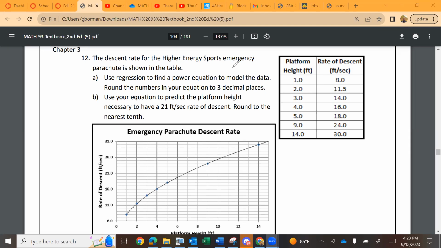Okay, so the descent rate for the high energy sports emergency parachute is shown on the table. If your platform height is one of these, then you know what the rate of descent is, measured in feet per second. And of course, these are the x's, these are the y's.